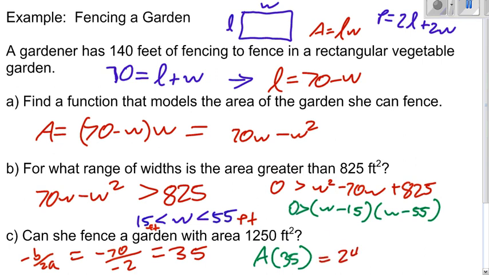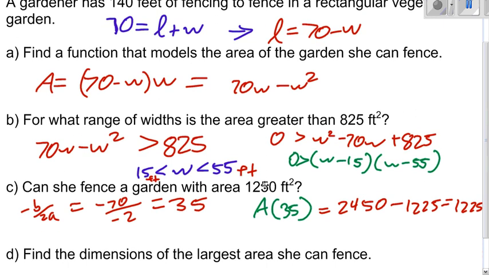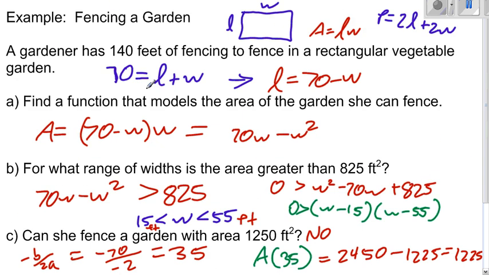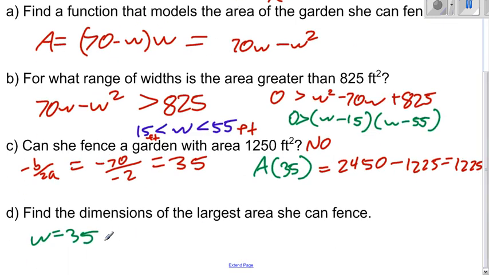If you plug in 35, you get 2450 minus 1225, which is 1225. Since that's less than 1250, no would be the answer. And by doing that, we just found the largest area she could fence would be when she has a width of 35. And since the L was 70 minus W, the length would be 70 minus 35, which is also 35.